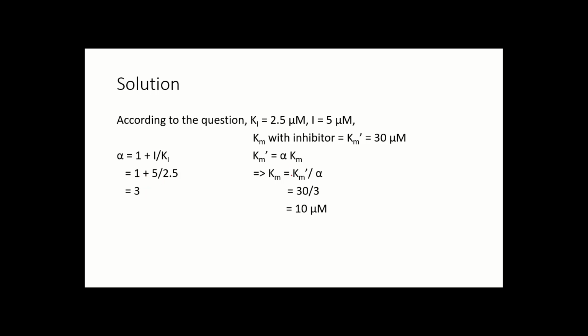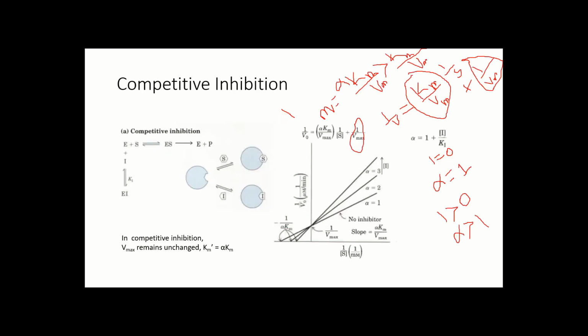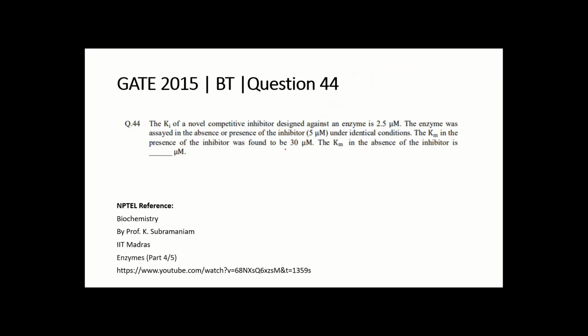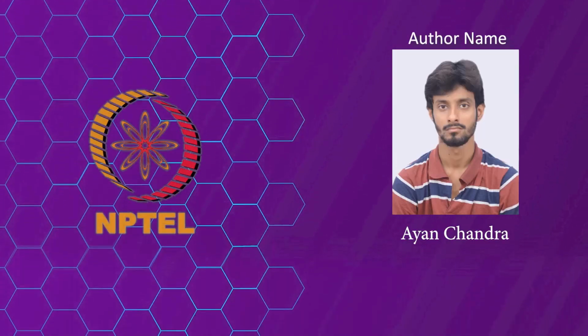Alpha equals 3. So Km equals Km dash by alpha. Km dash is given as 30 micromolar, divided by alpha equals 3. So the answer is 10 micromolar, right? So the Km in the absence of the inhibitor is 10 micromolar.